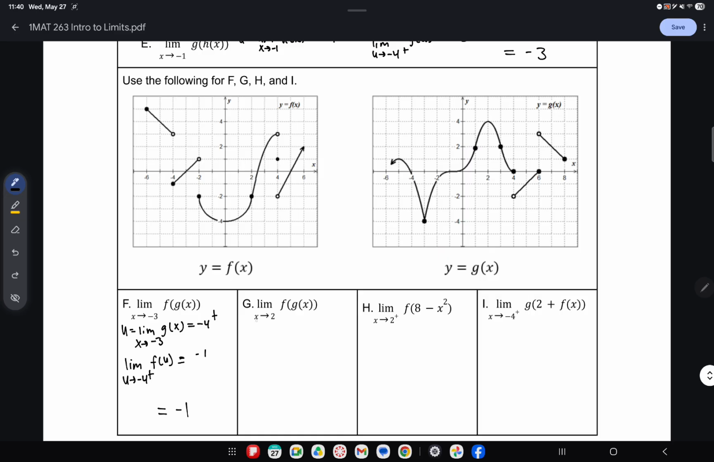So get f of g as x is going to 2. So u is going to be the inside. So the limit as x approaches 2 for g of x. So 2 is 4 from below. So the limit as u approaches 4 from the left for f is, let's see, where's 4? And from the left, it's going to be 3. So the whole thing is 3.